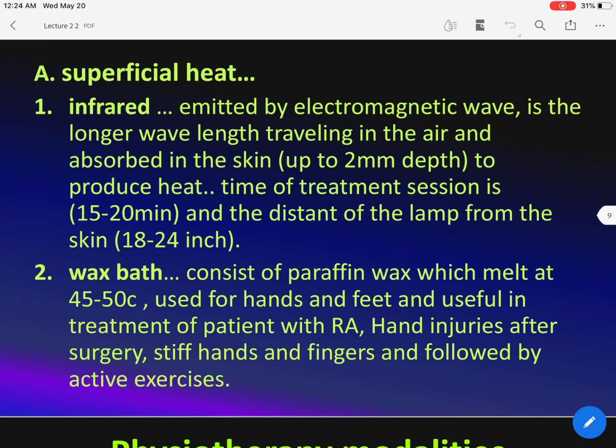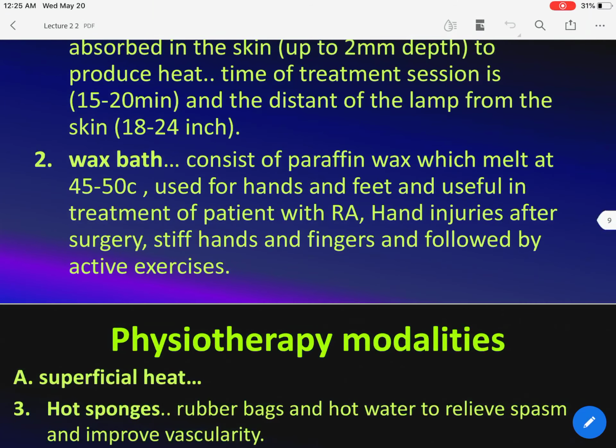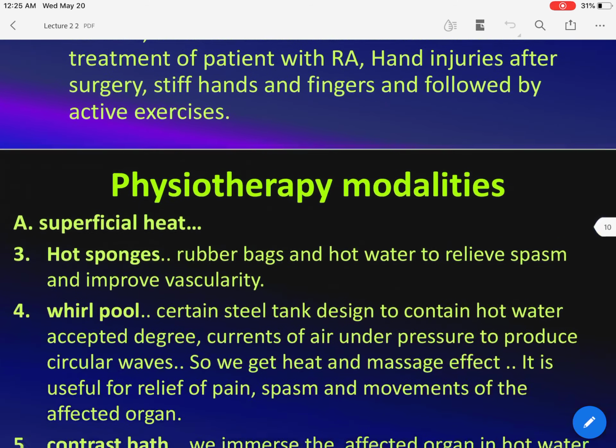The second modality, or second tool, that gives us superficial heat is the wax bath. It's very well known for patients with joint contractures. It consists of paraffin wax melted at 45 to 50 degrees centigrade, used for hands and feet, useful in treatment of patients with rheumatoid arthritis, hand injuries, surgery, stiff hands and fingers, followed by active exercise.